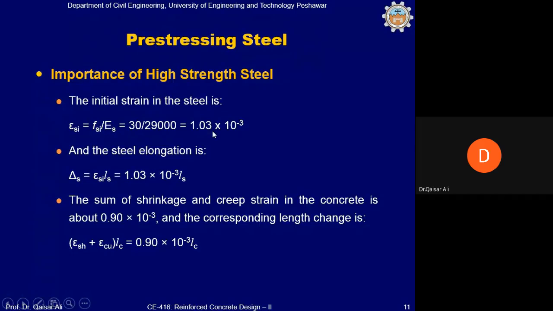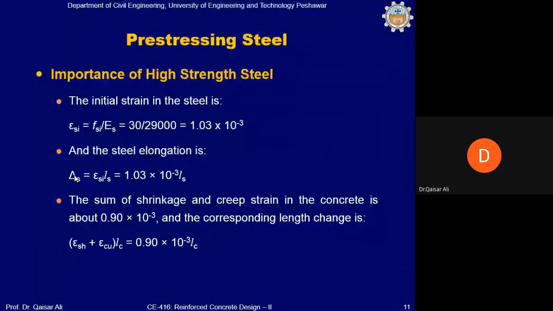Okay. And the steel elongation delta we can calculate when this is multiplied by the length of the steel wire. It will be 1.03 times 10 to the power minus 3 times Ls. So it is the maximum delta, or change in length, that can be produced in a grade 40 steel if it is to be used as pre-compression steel.